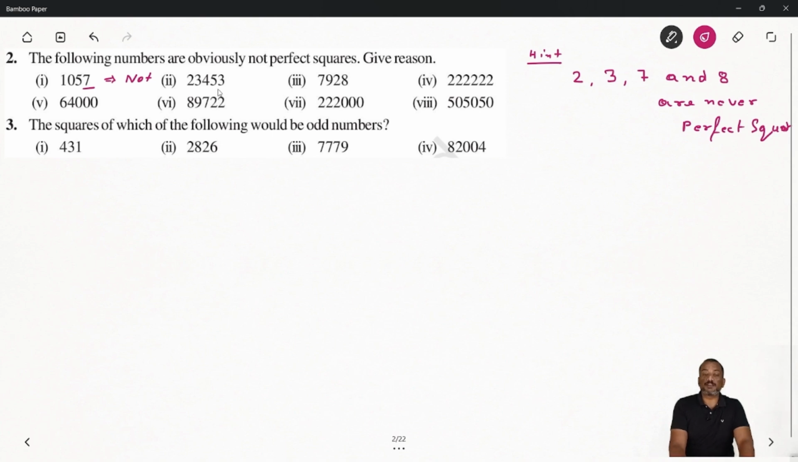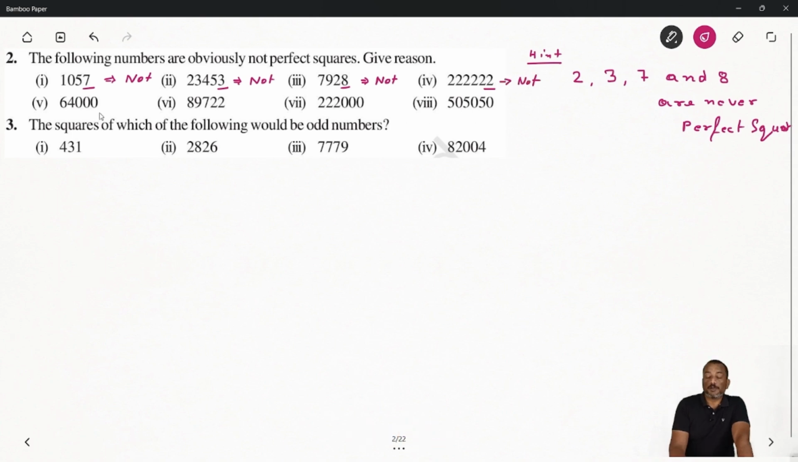Now next one, 23,453. So one's place is 3, so we can say it is not a perfect square, okay. Same way next number you have 7,928. So unit place how much you have, 8. So 8 is also in this category, so not a perfect square, ठीक है. Next number you have here 2,22,222. Unit place 2. So again not a perfect square.